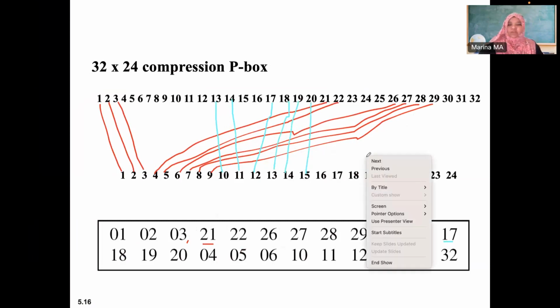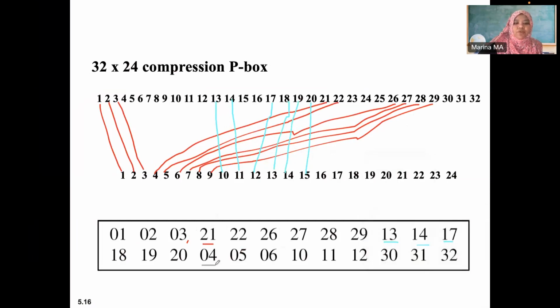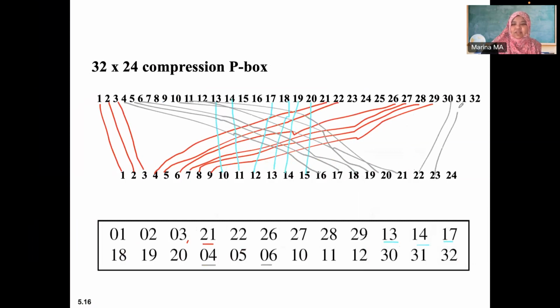Okay, we're still going. Another color. So this one comes 4. 4 is 16. 5 is 17. 6 is 18. 10 is 19. 11, 12, 13. And then 30, 31, 32. Okay, I repeat.